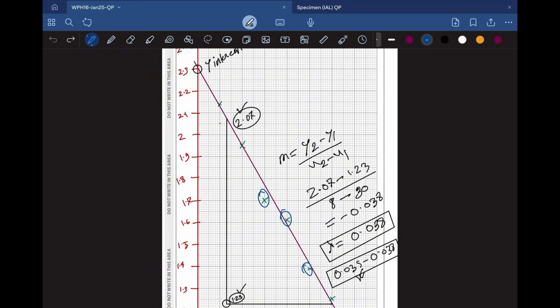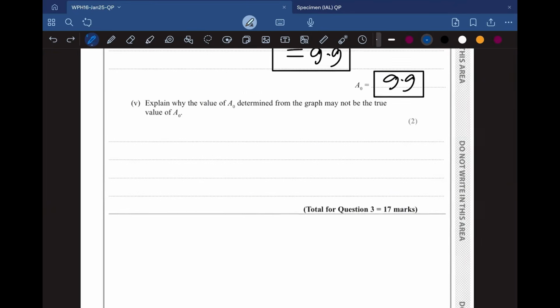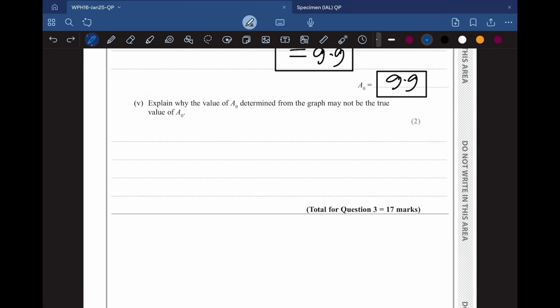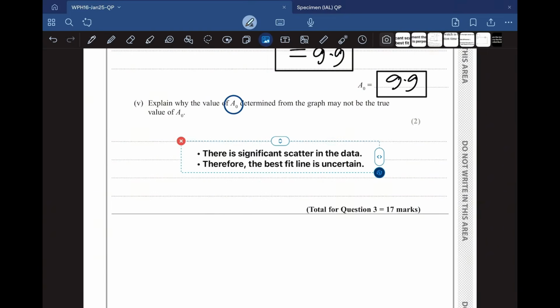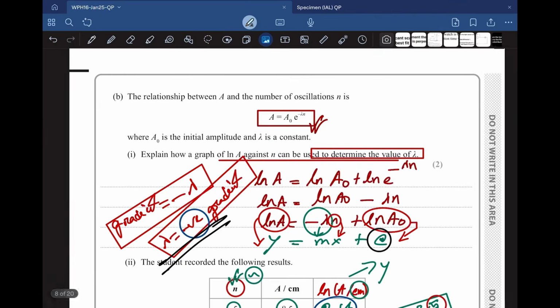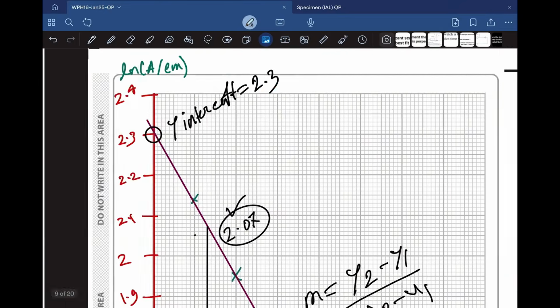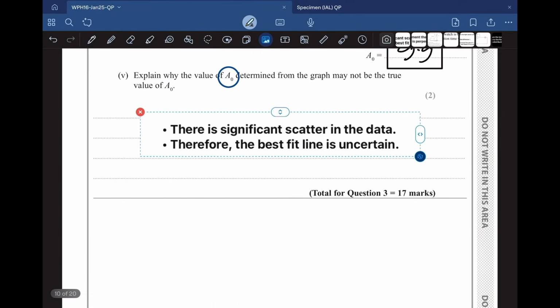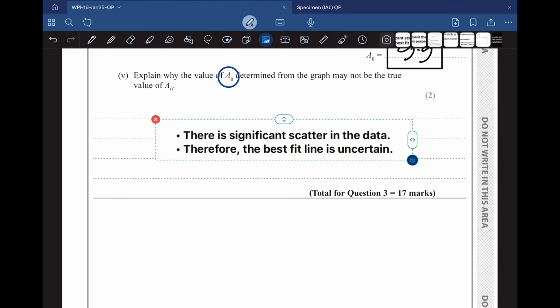So we can say as there is a huge amount of scatter in the diagram, maybe the line of best fit is not accurate. And if the line of best fit is not accurate, then the value of a naught determined from the graph will not be the true a naught value, right? So we can write it down like this, that there is significant scatter in the data, therefore the best fit line is uncertain. Now let's move on to question number 4.